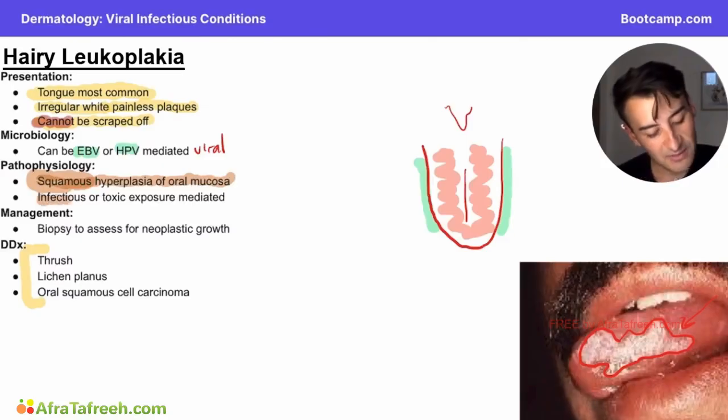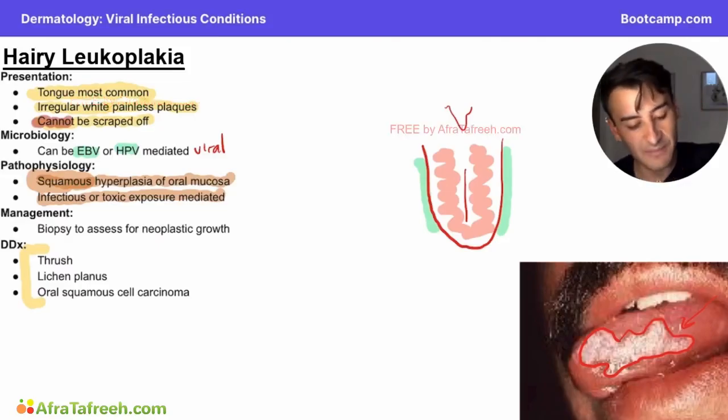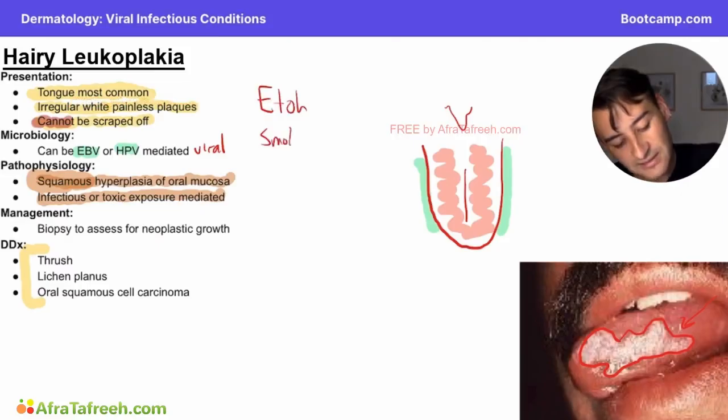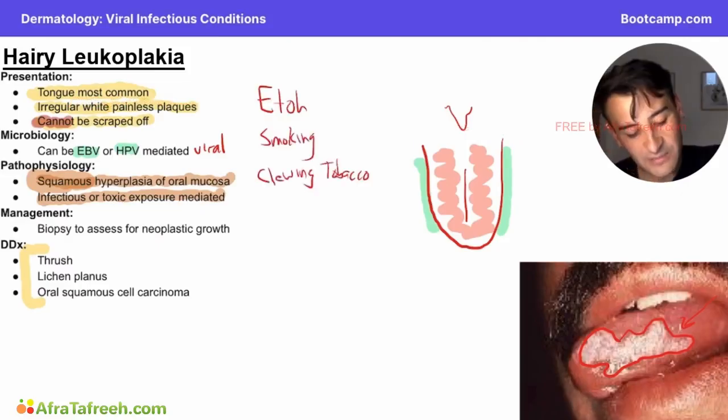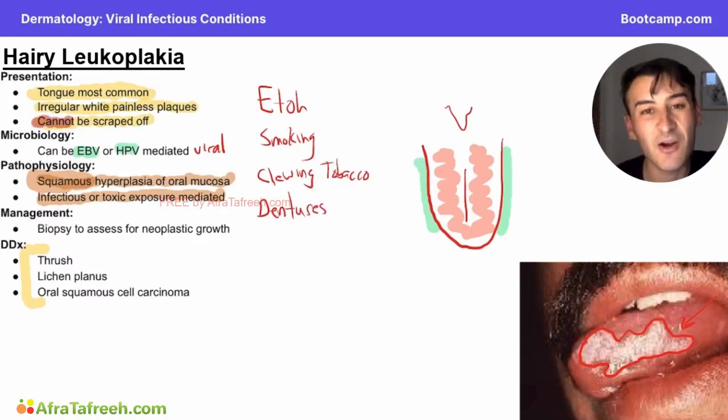It can also be mediated by infectious or toxic exposures. So things that I like to think about that can cause hairy leukoplakia are things that can cause irritation to the mouth. So I'm thinking about things like alcohol use, smoking, chewing tobacco. These are all going to be caustic insults to the mucosa. Additionally, people who wear dentures for a long time and maybe don't do the best job of cleaning them are also at risk because those dentures can be really aggravating and lead to that squamous hyperplasia.